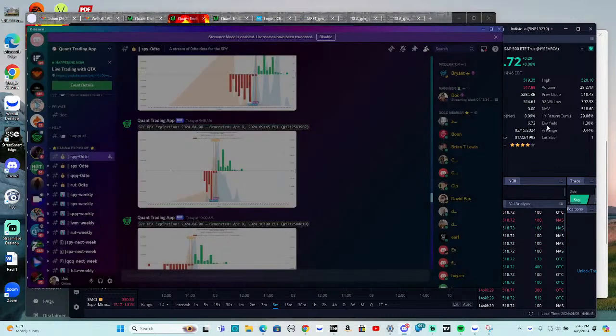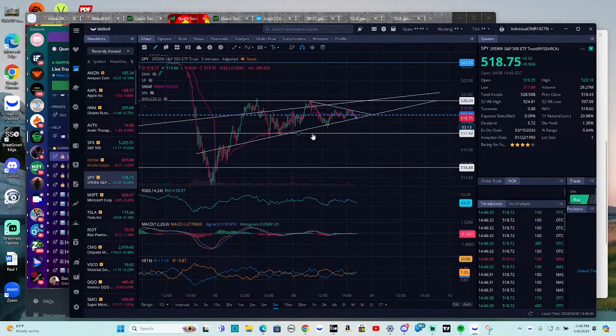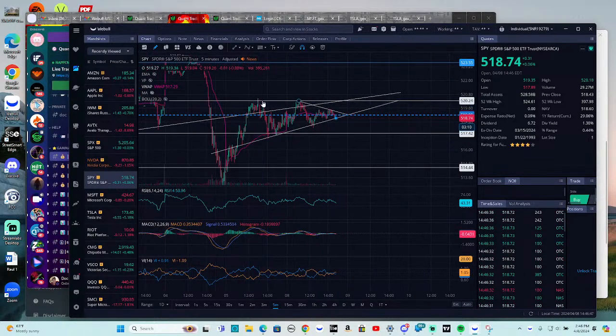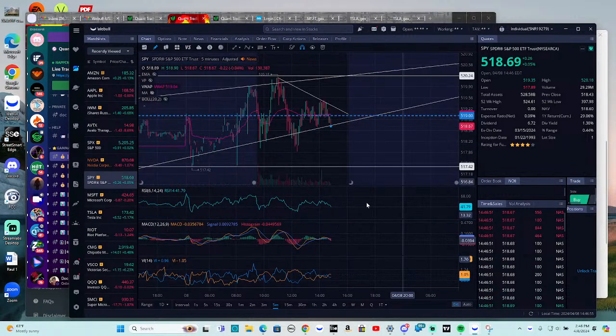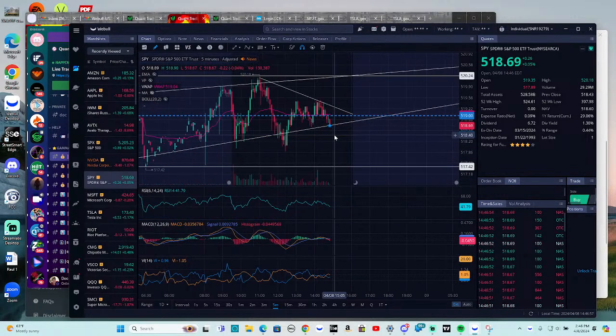Let's see, I know we've been looking at it. I don't know if we actually got up to 522. We hit the 520 wall, that call wall. We tried twice, and we've gotten rejected twice. It looks like SPY might be trying to make a move here to break out of this triangle. So let's follow that.